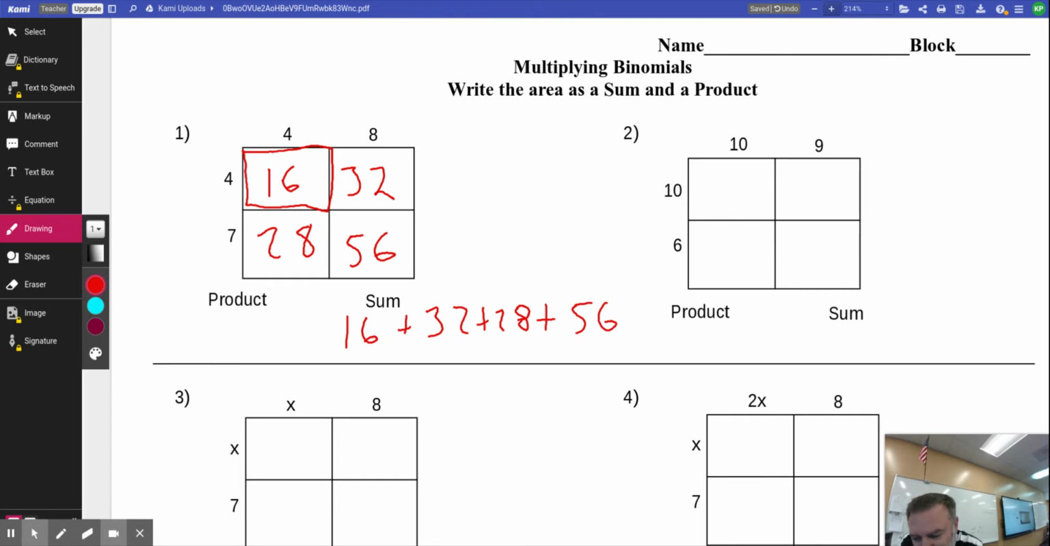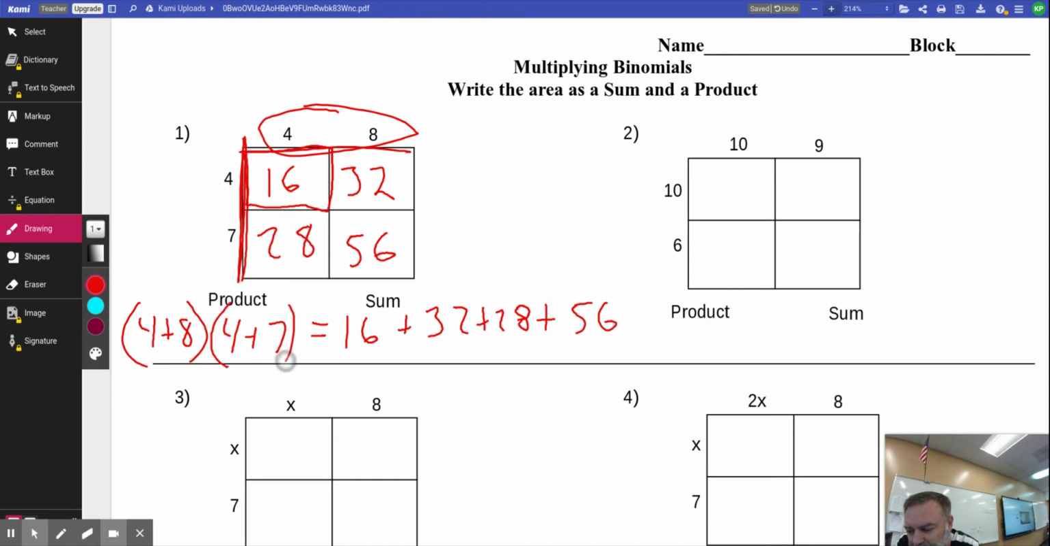Or I could find it an easier way by adding those together, 4 plus 8, and then multiplying it by this side right here, which is 4 plus 7. 12 times 11 is 132. And when you add all these together, you get 132. So they both are equal. It's finding it the exact same way. And we could do it over here also.